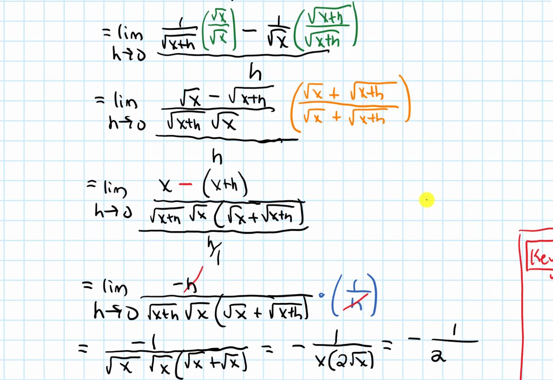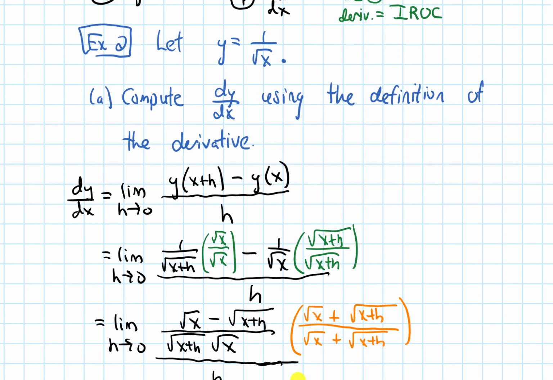And then x root x, that's x times x to the 1/2. The x I can think of as x to the 1, because when I multiply these, I have to add the exponents. And that gives me x to the 3/2. So I'll get 2x to the 3/2. And that is it. I have evaluated this limit. So that is my derivative. That is the derivative of 1 over square root of x.